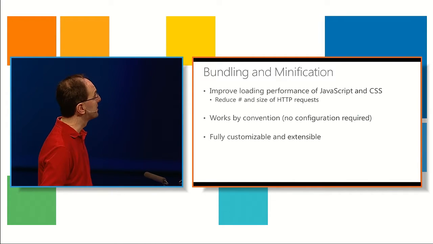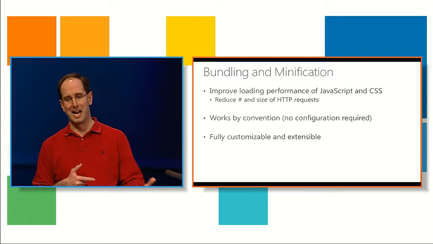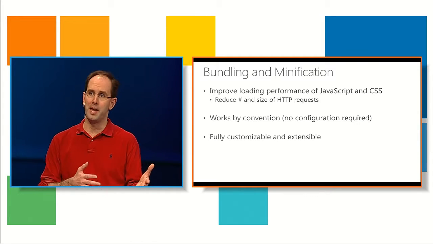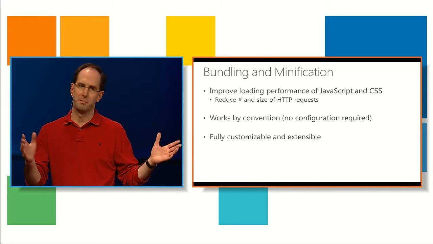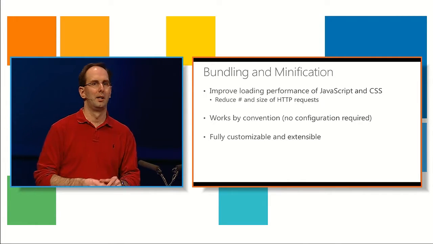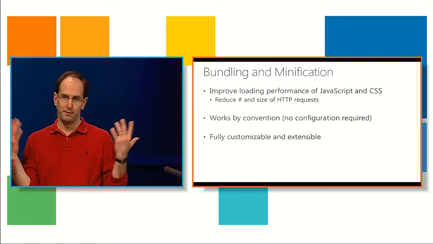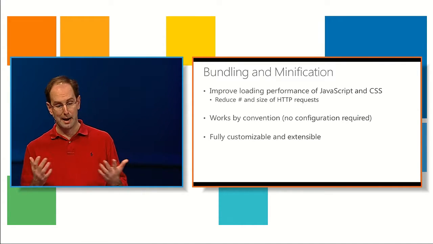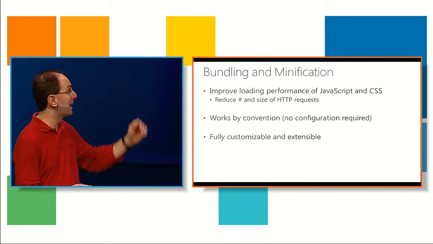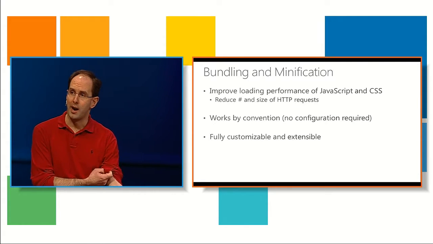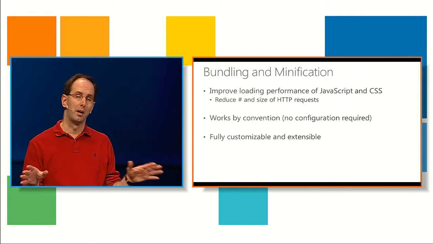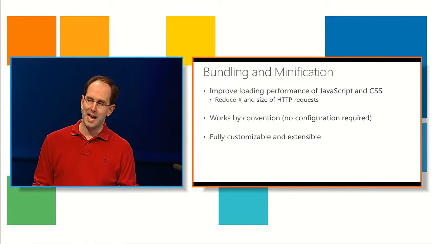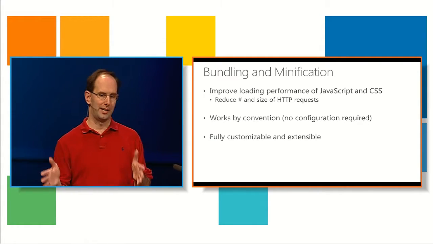Basically, the way it does this is by reducing the number and size of HTTP requests that you make within your application. By reducing the number of individual calls and by reducing the payload of each call, the page loads faster for the user, feels faster, and they're happier. And it works by convention, so there's no configuration required in order to enable it. You don't need to run a post-build step, which is what a lot of people do today. Instead, you can just drop files in a directory and it just works.